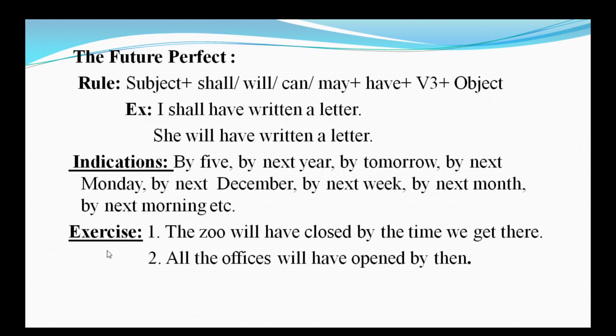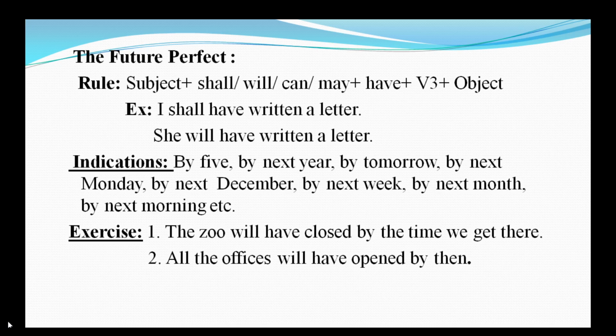Here the exercise is: the zoo will have closed by the time we get there. Next one is: all the offices will have opened by then. Here the use of will or shall together with the perfect form have plus participle tells us that a certain action will be complete by some time in the future.